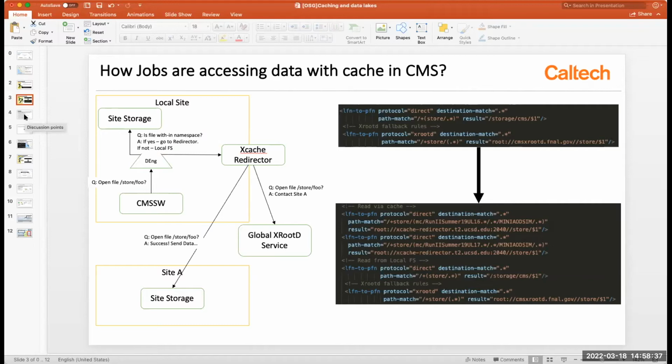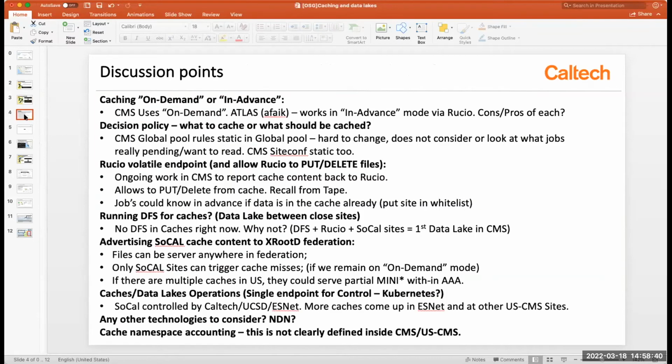After running cache for quite some time, more or less 4 years, I think we need to learn from each other what we do and how we proceed in future. I think what we do on CMS is mainly cache on demand. Whenever a job lands, the job can pre-cache any data on the cache. As far as I know, please correct me if I'm wrong, but Atlas does more of an in-advance model, where Rucio stores the data on the caches. So I would be happy to learn more about what the good and bad things are.